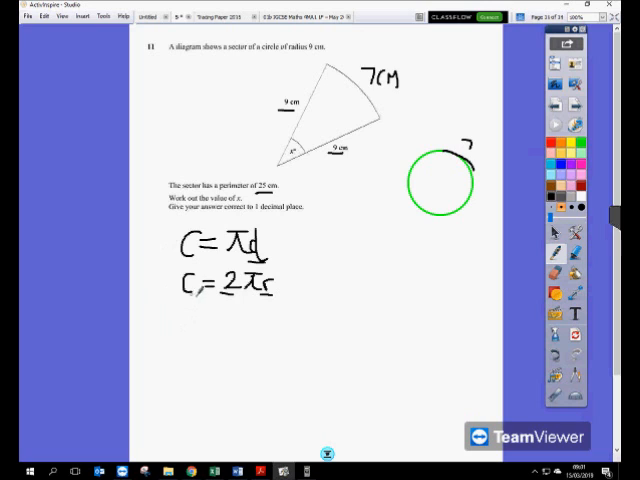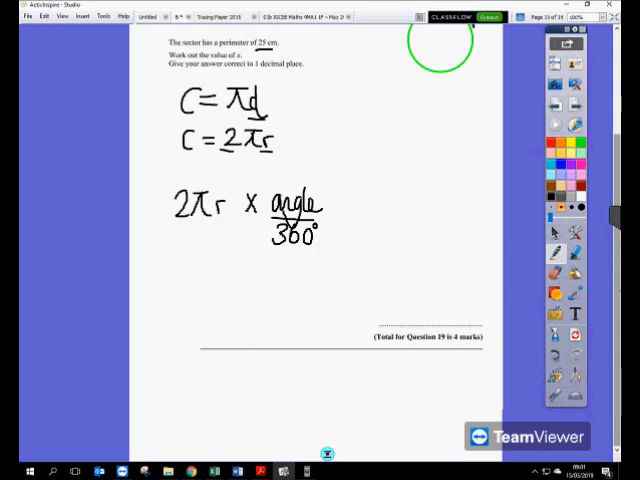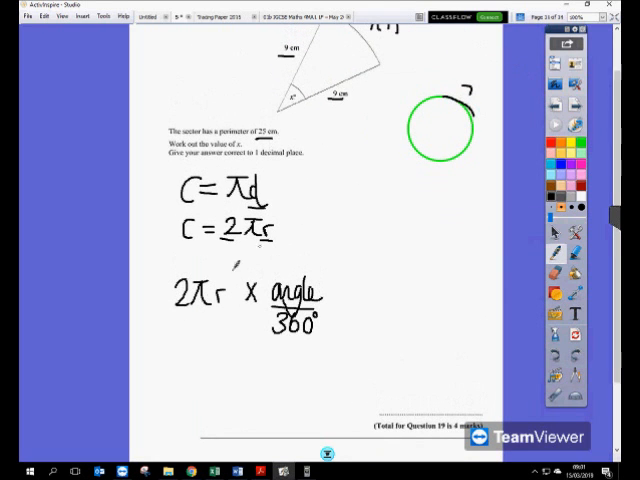So you need the circumference formula, but the circumference works out the entire distance around the edge of a circle. And we only have part of the circle, a sector. So it's 2 pi r times whatever angle you have out of 360. And this works out the arc length. Okay, the arc length of a sector, which is this bit here. Now, what do we know? So we know that r is 9.